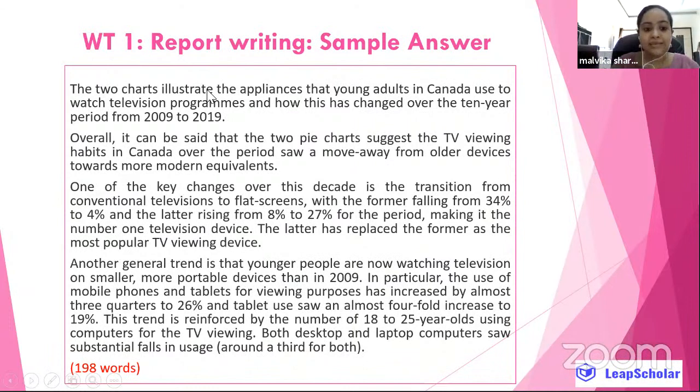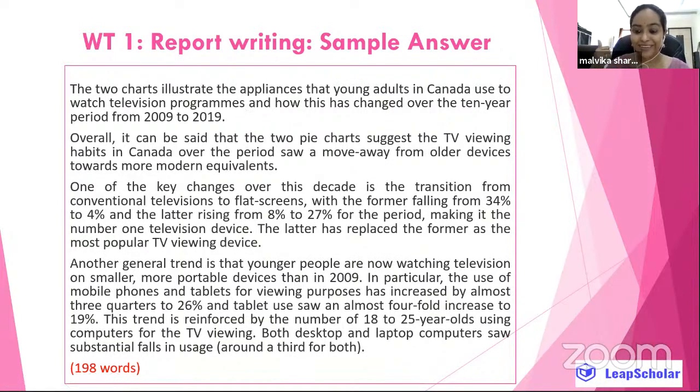Mind my words, guys. When you have two things, so suppose you are having one chart, in that case, you would have written illustrates with an S. Okay? But since we are having two charts, we will use illustrate without an S. Make sure you are having this thing clear in your head, guys, because this is what I call subject verb agreement. Okay? Our subject, which is the charts, should agree with the verb illustrate. Okay? So the two charts illustrate the appliances.